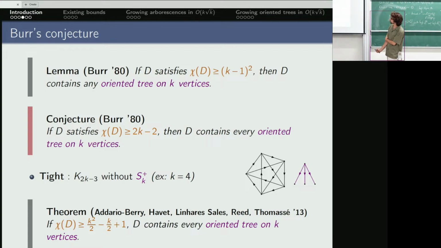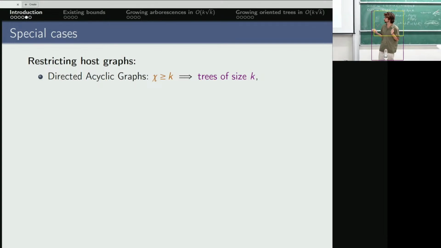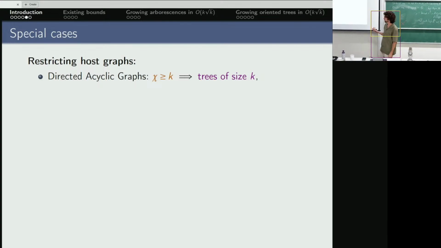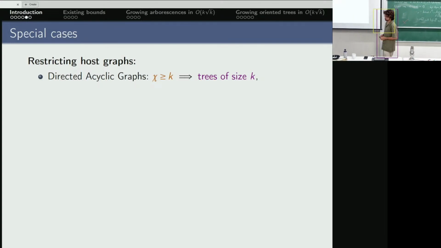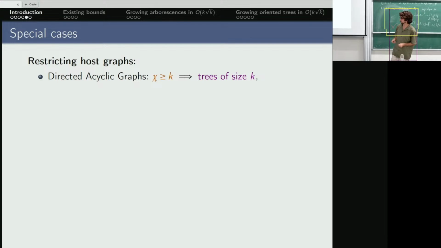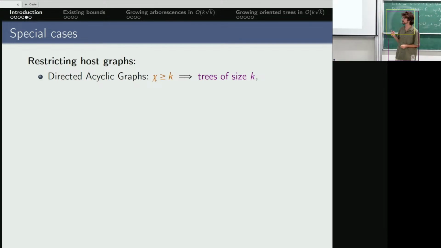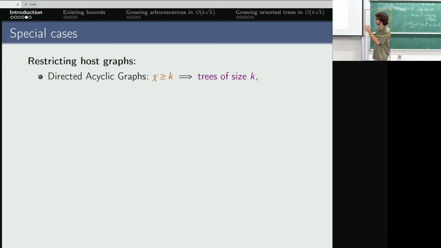So yeah, but actually you can ask the question in a more restricted sense. There are many ways to restrict the problem, and one of these ways is to restrict the host graphs, so the graphs you are trying to prove this on. If you consider just directed acyclic graphs, which are digraphs with no directed cycle, then actually chromatic number just k guarantees you all oriented trees of size k. If you only restrict yourself to the class of digraphs.